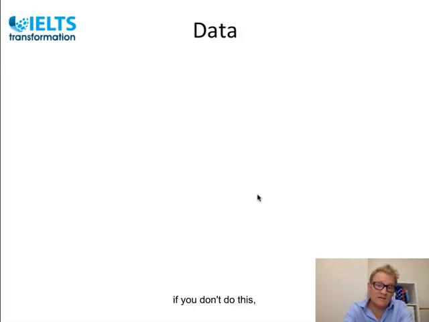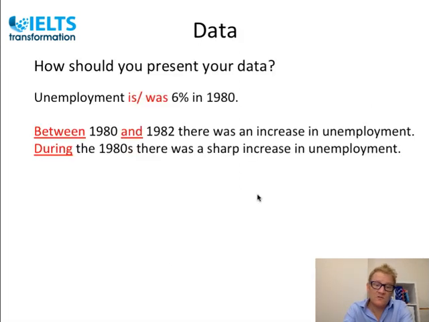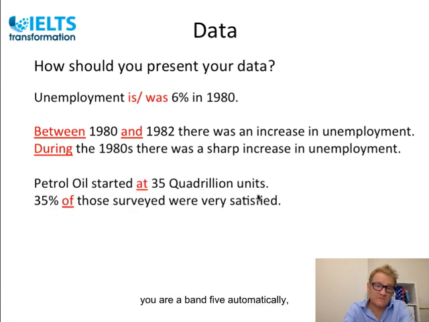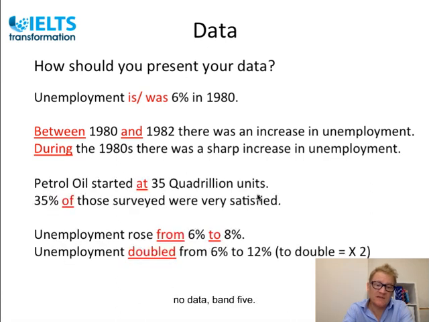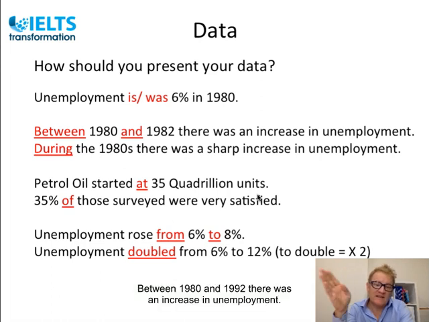If you don't do this, you are a band 5 automatically. No data, band 5. How should you present your data? As I mentioned before, unemployment is or was 6% in 1980. Between 1980 and 1992, there was an increase in employment.